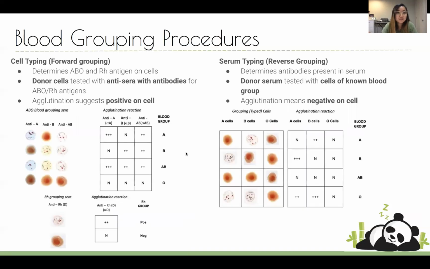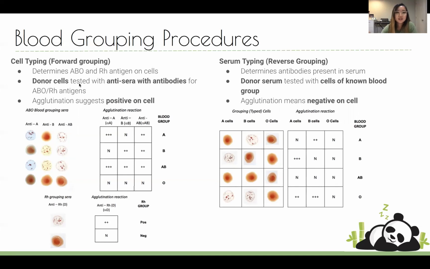Yep, that's it. So these are blood grouping procedures, and they asked us quite a lot about this, quite frequently actually. And it seems difficult, but it's actually pretty simple. One is cell typing or forward grouping, one is serum typing or reverse grouping. So cell typing is when you take the patient or the donor's cells, and serum typing is when you take the patient or the donor's serum.